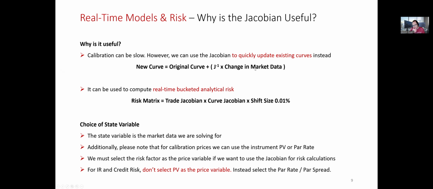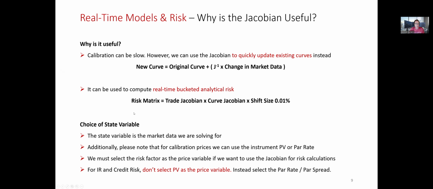Now, the Jacobian's telling us how our curve will change for a change in market data. So it actually knows how to update. If we take the inverse Jacobian, multiply it by the change in market data, that tells us how the curve has changed, and we just add that difference back onto the original curve to create a new curve. So instead of doing a full calibration, we can just update the original curve using the inverse Jacobian. So that's one really useful approach.